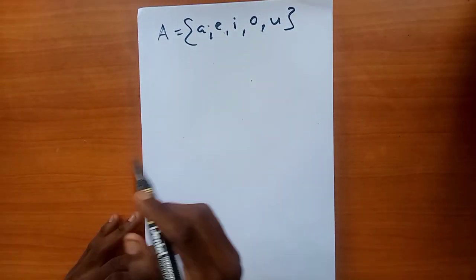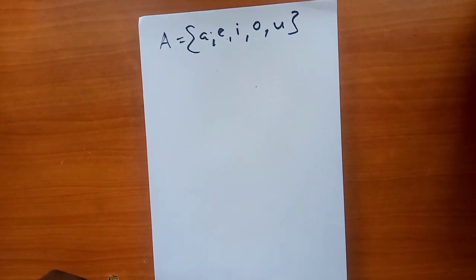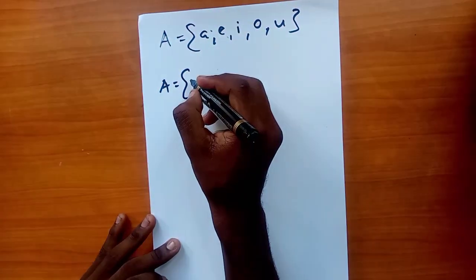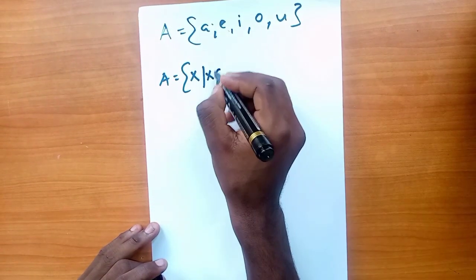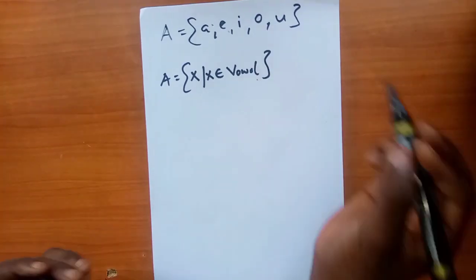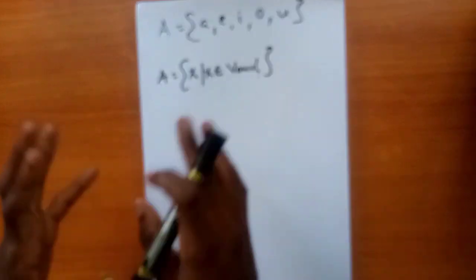A, E, O, U. That's what you have. How are you going to represent this in set builder notation? So you can only say A is such that A possesses an element X, and X is such that it is a member of the vowels. Okay. There is nothing that you can do to represent this set by forming limits.